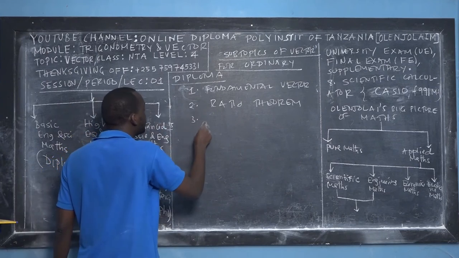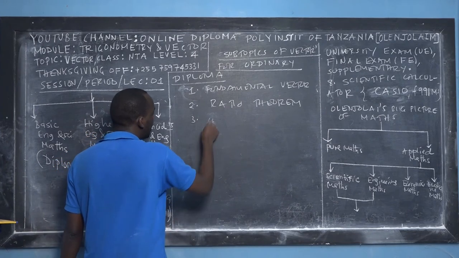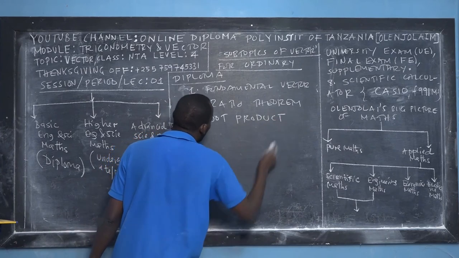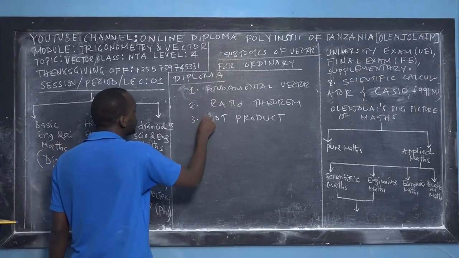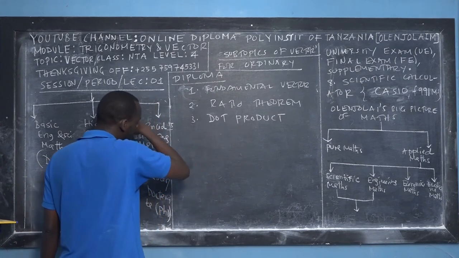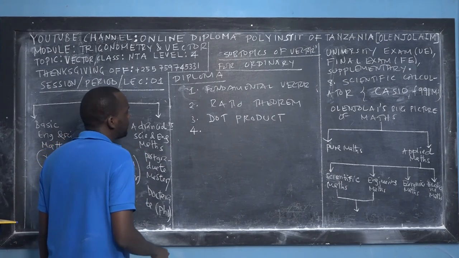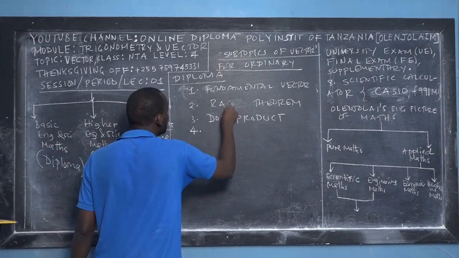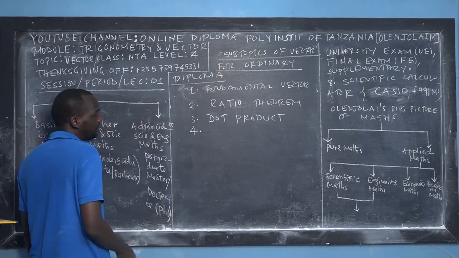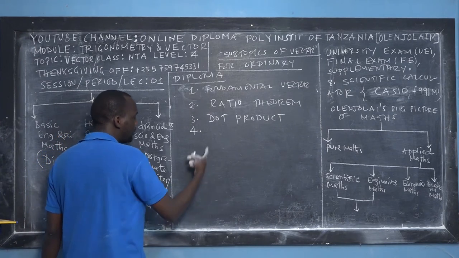Then the next subtopic is scalar multiplication, which we call the dot product, and you have to cover the dot product and its applications. If you studied additional mathematics in O level, then you are familiar with some of these concepts, compared to basic mathematics.